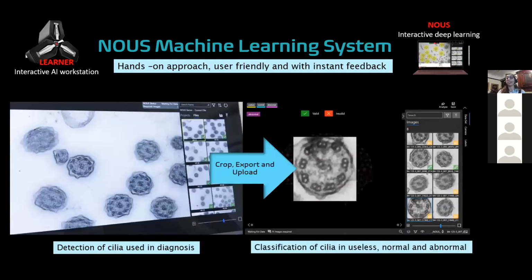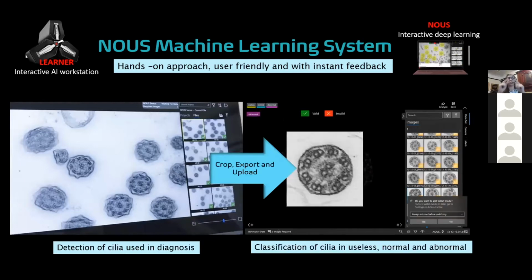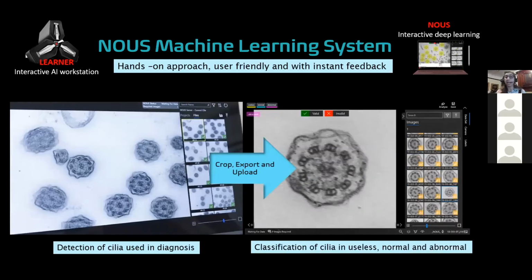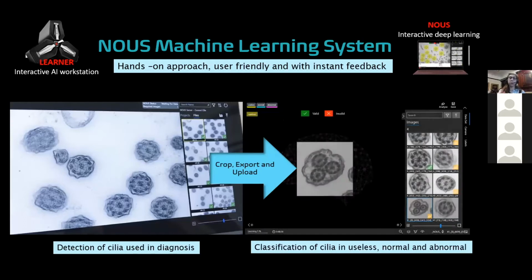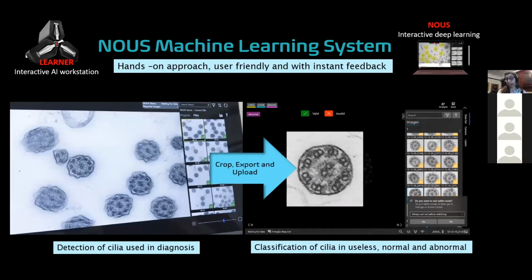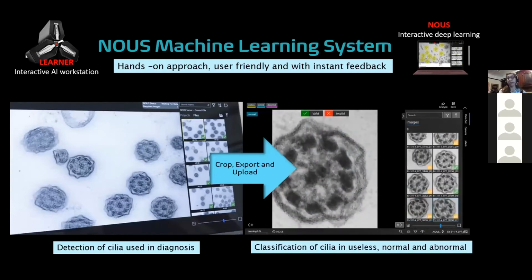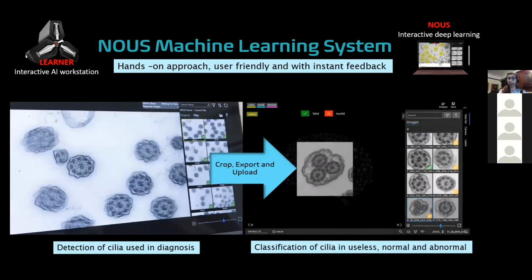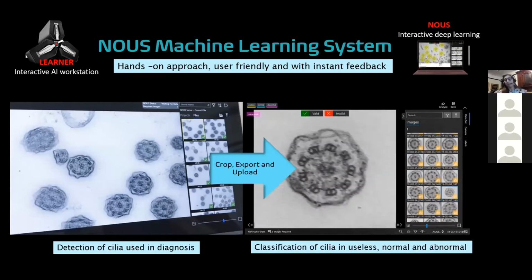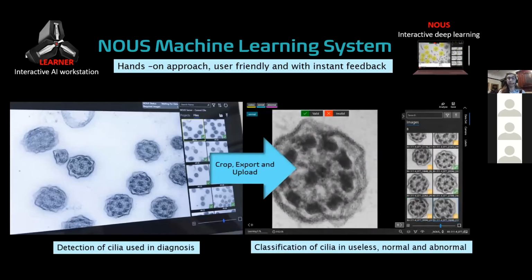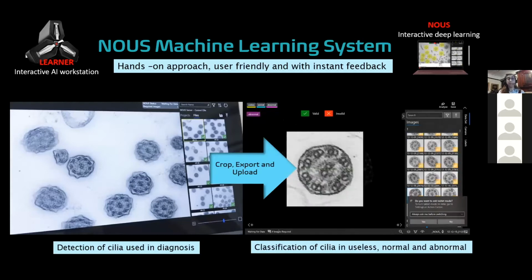We need to classify those cilia that we just cropped, that we just squared around, into a classification category, a label. We can create the labels that we want, A, B, C, 1, 2, 3. We decided to create the labels abnormal, normal, and useless. People sometimes giggle a little bit at the useless label because it's a bit harsh to call something useless, but that's what they are. When we cannot use them to make a diagnosis, they're basically useless to us.